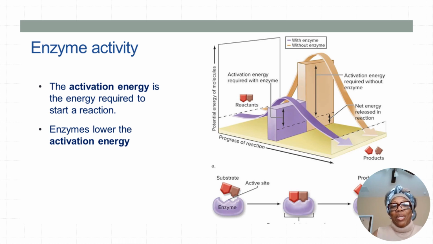Once the substrate fits into the enzyme's active site, the enzyme brings these substrate components close together. So now you've got closer proximity for the reaction to occur, so not as much energy is required. Hence, the enzyme lowers the activation energy by bringing substrates closer together so that the reaction moves forward more quickly.